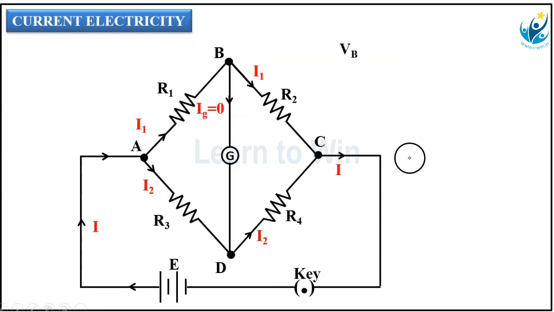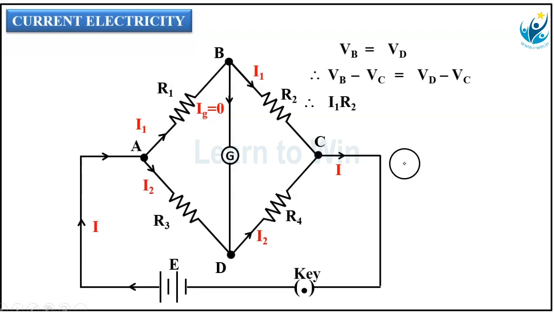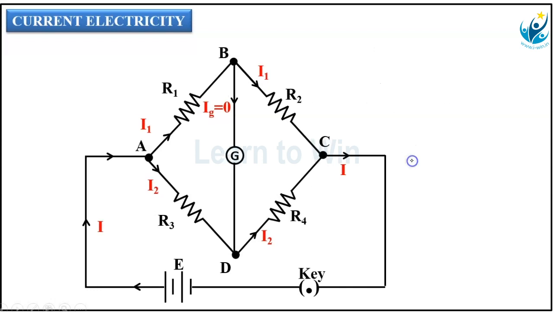Similarly, VB equal to VD. Now subtract VC from both sides: VB minus VC equal to VD minus VC. What is VB minus VC? The potential difference across B and C junctions. The current in this branch is I1 and the resistance is R2, so I1 R2 is the potential difference between B and C. Similarly, the potential difference between D and C is I2 R4. Means I1 R2 is equal to I2 R4. Take it as equation number 2.